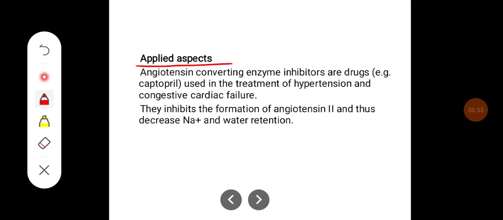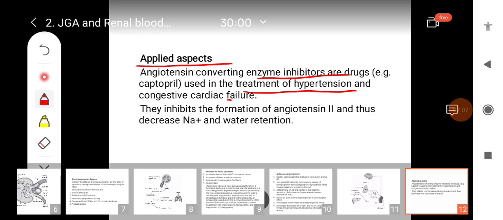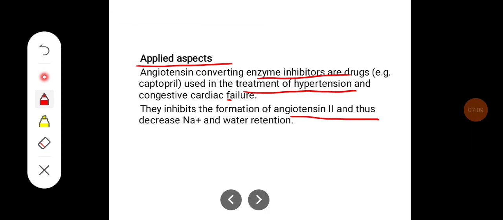Some of the applied aspects related to juxtaglomerular apparatus are: angiotensin converting enzyme inhibitors are drugs used in the treatment of hypertension and congestive heart failure. They inhibit the formation of angiotensin 2 and thus decrease sodium and water retention.